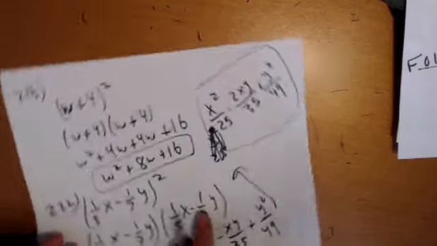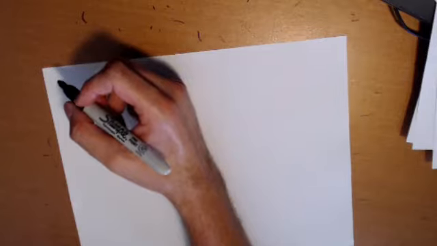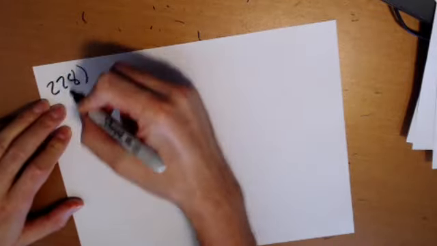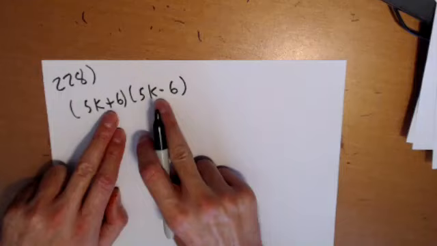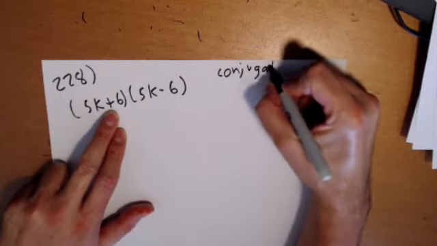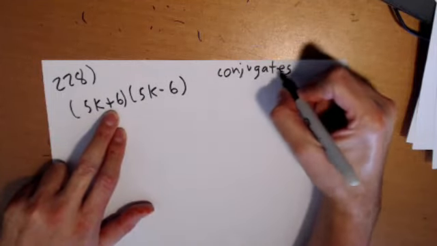So now that you're cool with this, they like pointing out shortcuts. So let us do 228. So 5k plus 6 times 5k minus 6. You see how these things basically look alike, it's just there's a plus here and there's a minus there? So we call this conjugates. And the reason we like conjugates is because they're easy to multiply. That, and they have some interesting properties later on, but let's not worry about that.